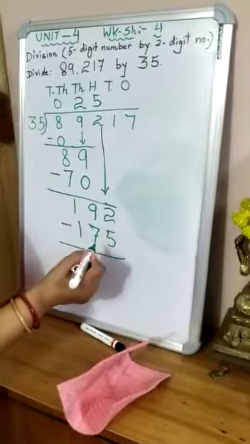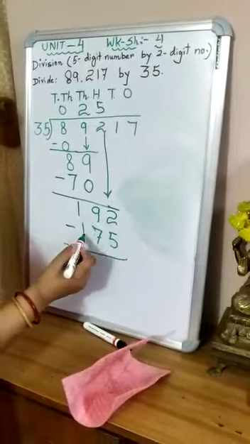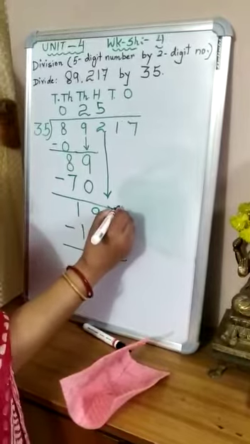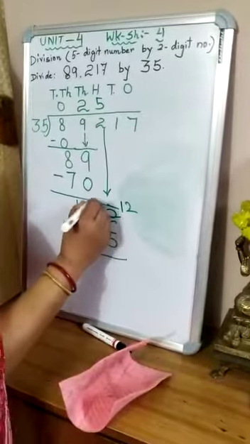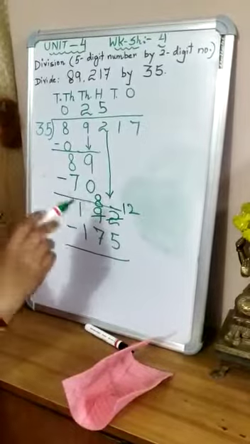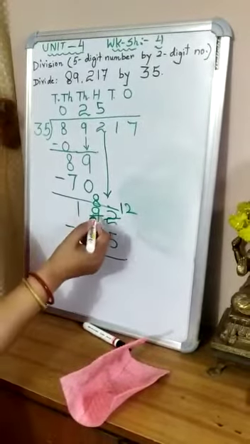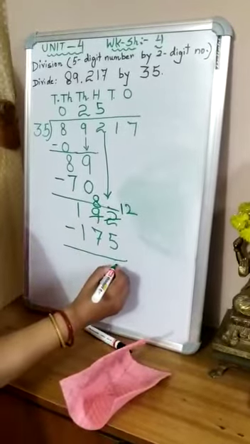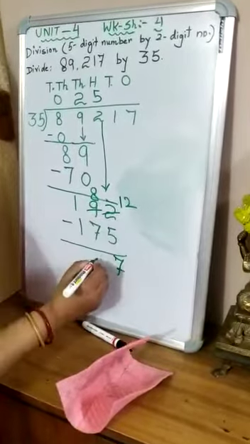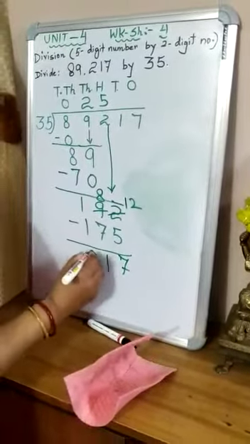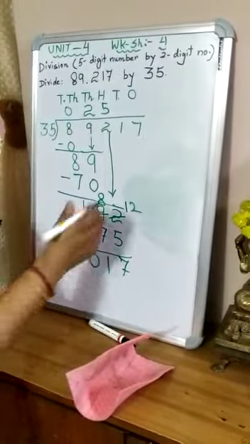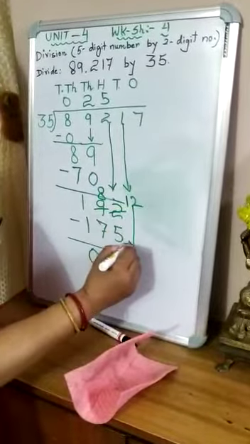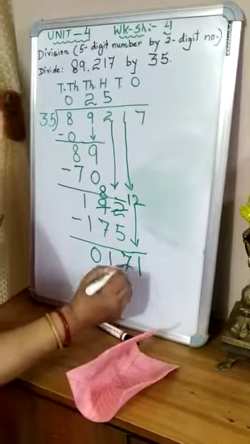Now we will subtract 192 minus 175. After this, 2 will become 12 and 9 will be reduced to 8. I have taught you how to subtract; I have borrowed from the tens place. So 12 minus 5 is 7, 8 minus 7 is 1, and 1 minus 1 is 0. Now I will put down this 1, written along with this 7.